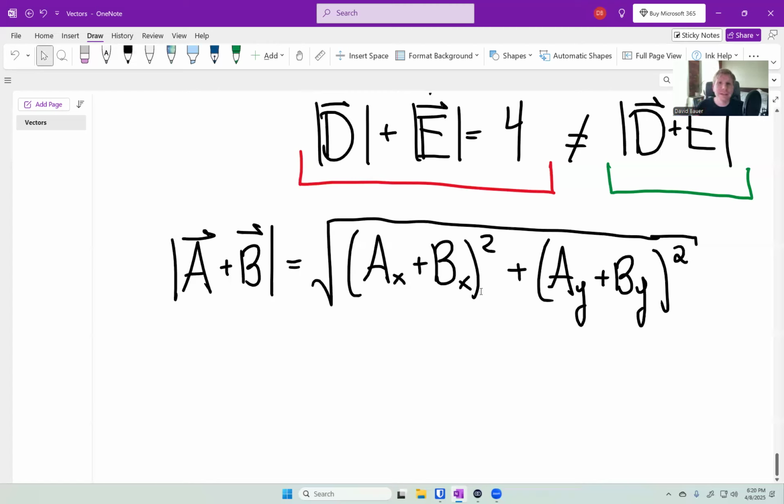Okay, that's everything I want to say about this. There's plenty more we could say about vectors, but that should be all we need as far as this class.